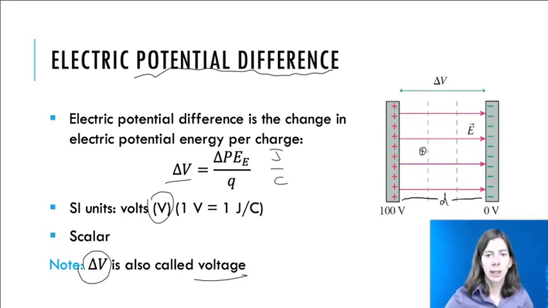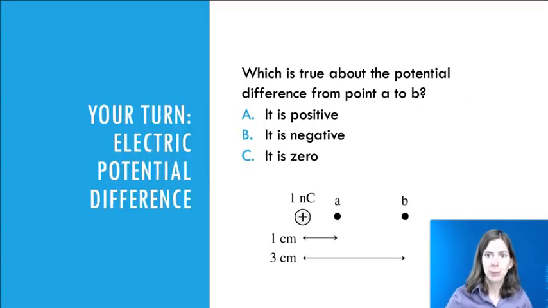Let's look at one question. Which is true about the potential difference from point A to B? Think about it, pause the video. So we just want to see if it's positive or negative. From point A to B, that's between A and B, we can think of A as being the initial point and B being the final point. You can imagine a charge moving from one point to another, but it doesn't have to be a charge there.